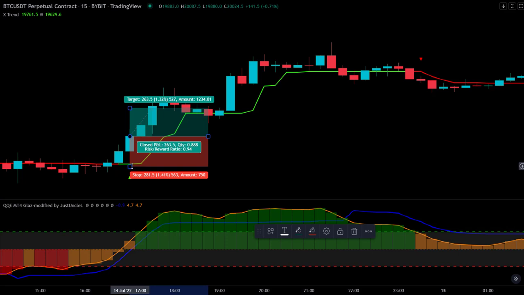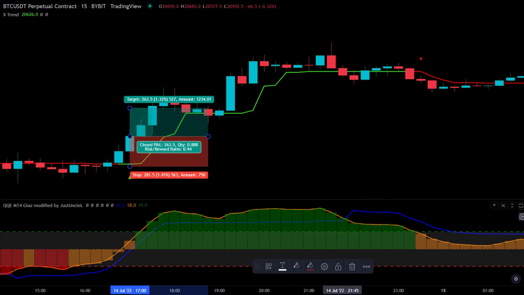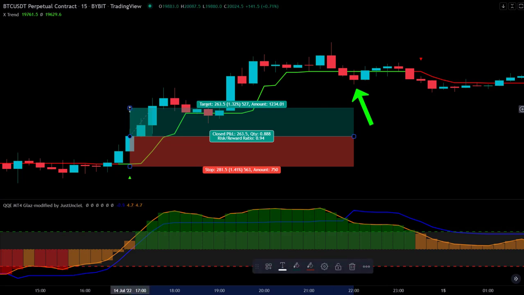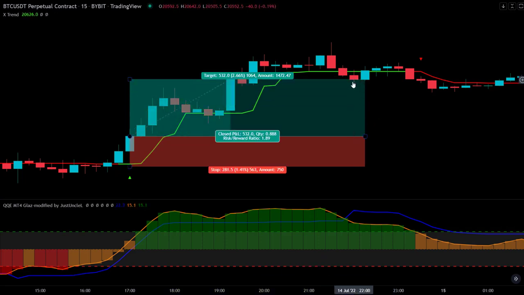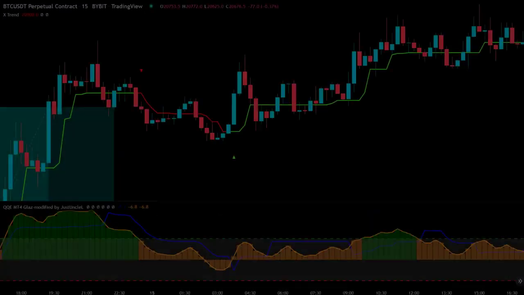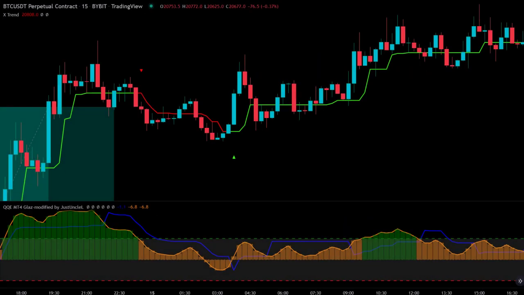And now it gets interesting, because we're not going to set the take profit target in advance. This is because we are waiting for this blue line of the QQE indicator to rise or fall out of the green area. So in this case, we'll take our profit at this candle. This amounts to a good 1.80 risk-reward ratio. That's excellent.